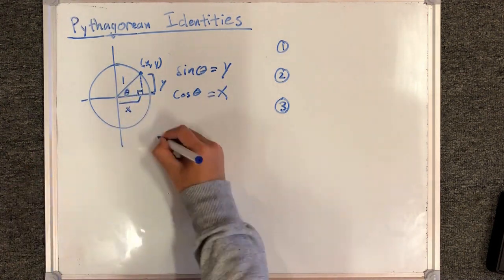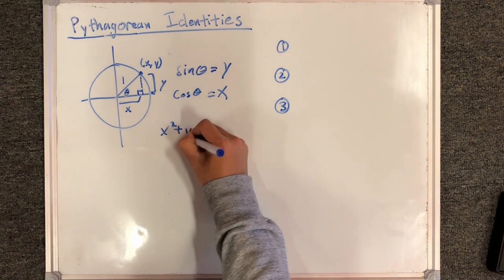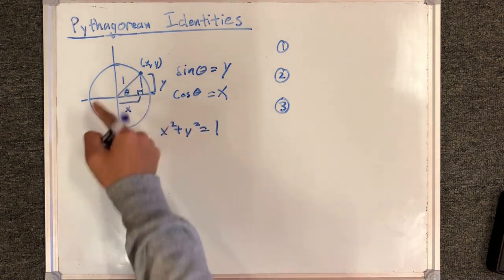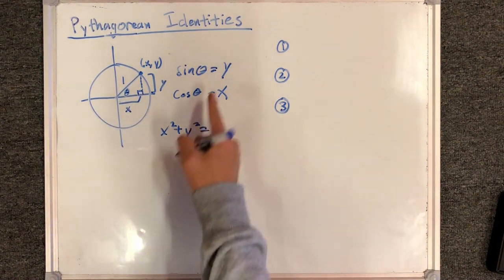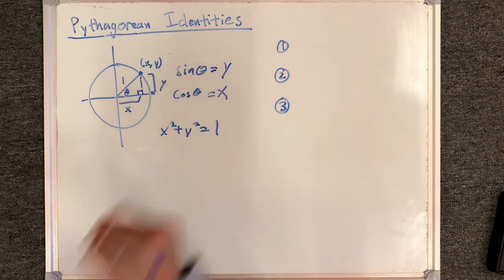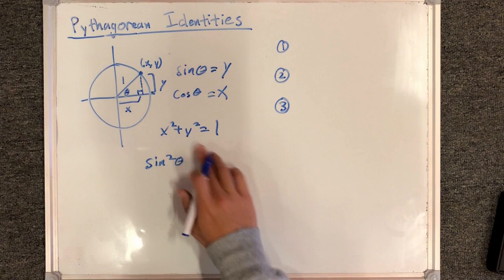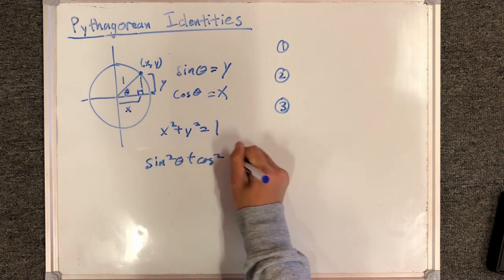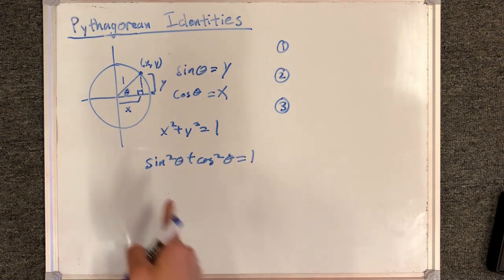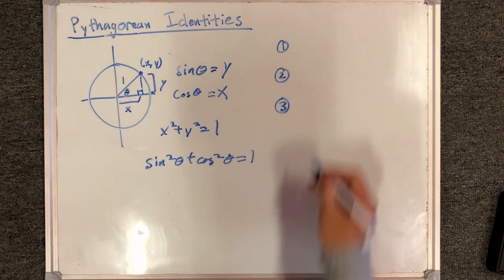Since this is a right triangle, I know that x squared plus y squared is equal to 1 for the unit circle. And substituting the values in for y and x, I get sine squared theta plus cosine squared theta is equal to 1. And here we have our first Pythag identity.